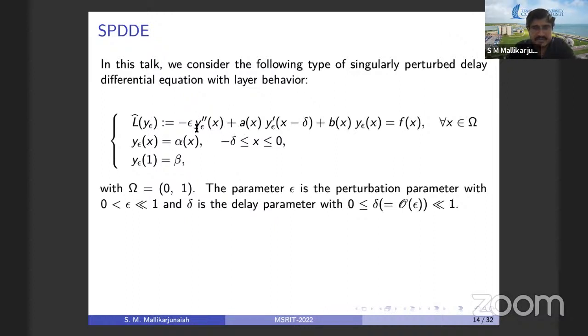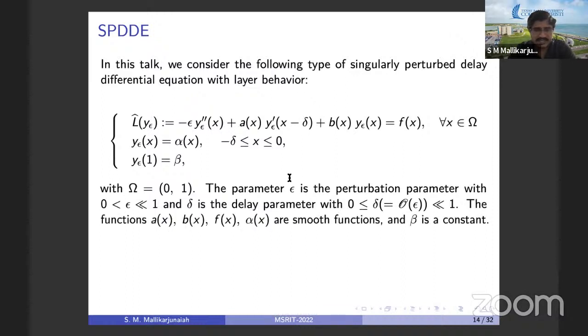Now the parameter epsilon has some special meaning if you look at where these problems arise: chemical physics, basically. It's actually between 0 and 1, but it's closer to 0 than 1. Delta here is a delay parameter. If delta is 0, then you don't have a layer behavior. It is a classical second order singularly perturbed equation. There are several methods available, and delta is also a small number. It can be 0, but it's far away from 1 and close to 0.